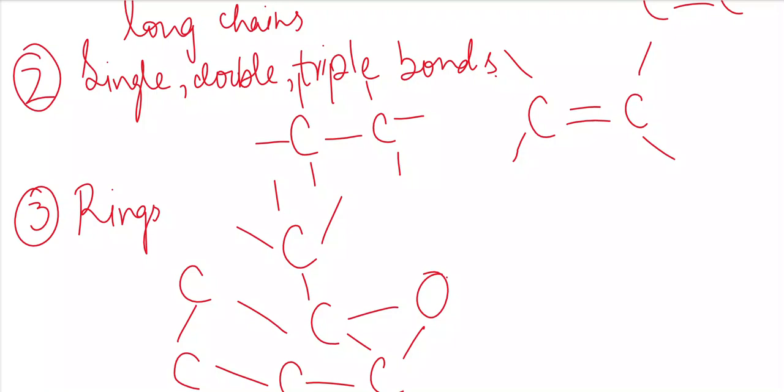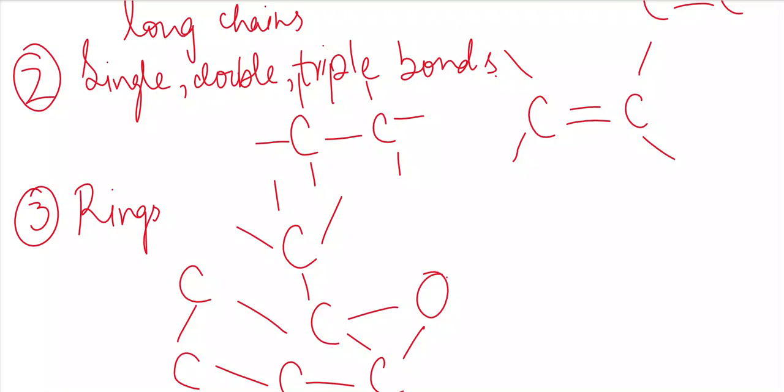For example, we have a glucose molecule, and we have long chain fat molecules that can also form, and they form long chains, and ring structures can also be formed by them. Carbon is very versatile and able to form chain and ring structures.